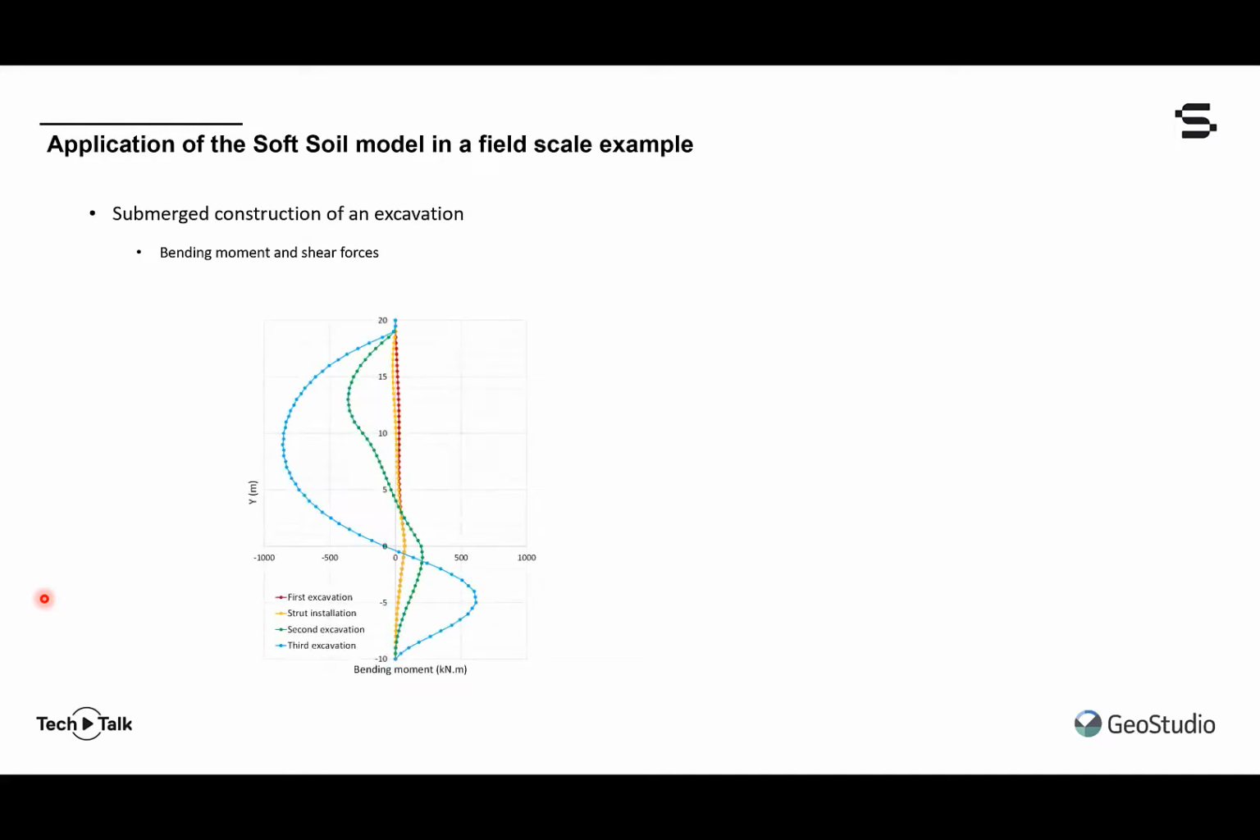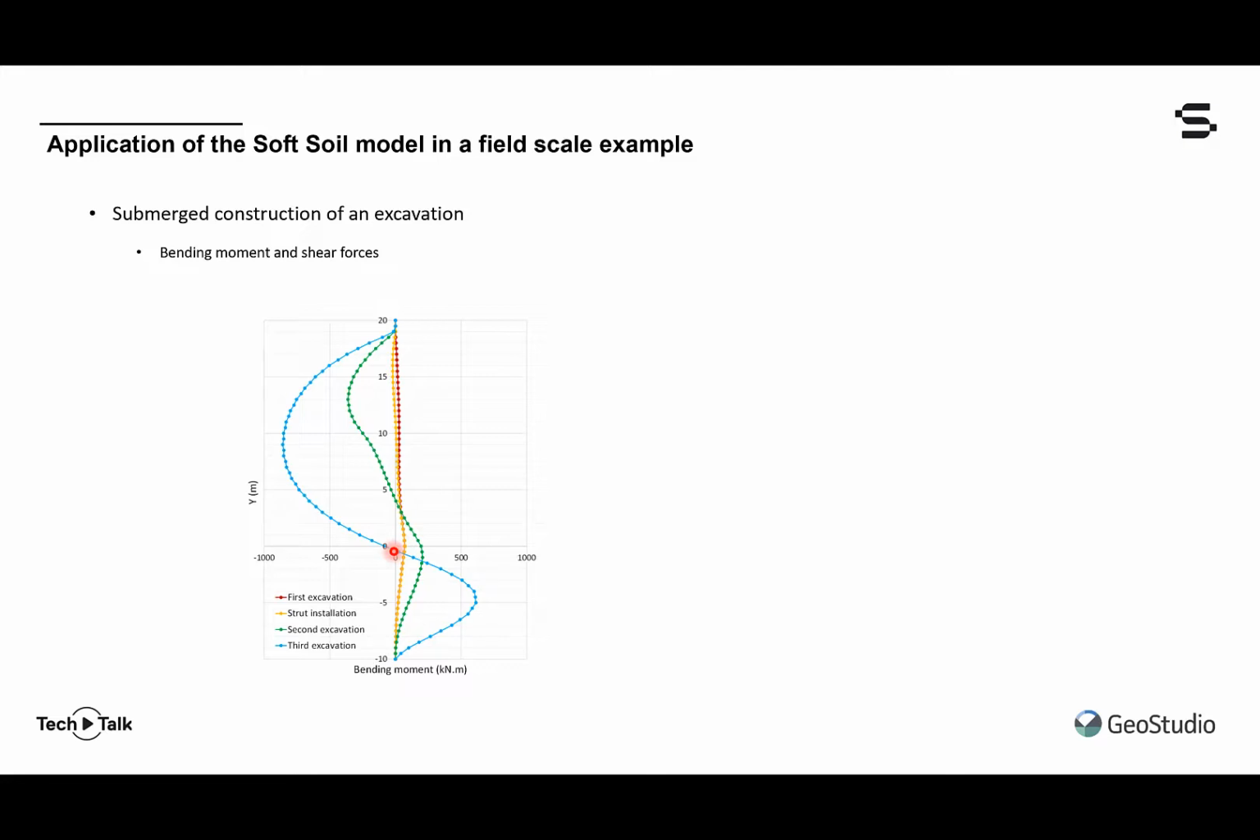The maximum bending moment experienced by the diaphragm wall is about 860 kilonewton meters. A change in sign occurs for the bending moment profile right near the base of the excavation. So there's where the sign change occurs.